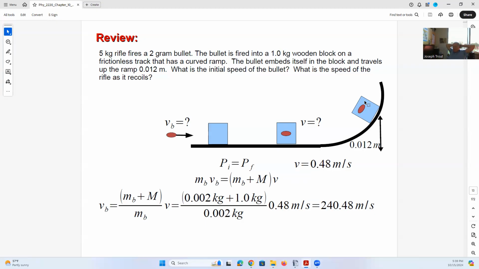So now we can solve for the velocity of the bullet. All we have to do is divide by the mass of the bullet. So we get the mass of the block plus the mass of the bullet, that's 0.002 kilograms plus 1 kilogram, divided by the mass of the bullet, 0.002 kilograms, times the velocity after the collision, which is 0.48, and we end up with 248 meters per second. So this is just like the ballistic pendulum we did in class, only we used a frictionless curved ramp in this case.